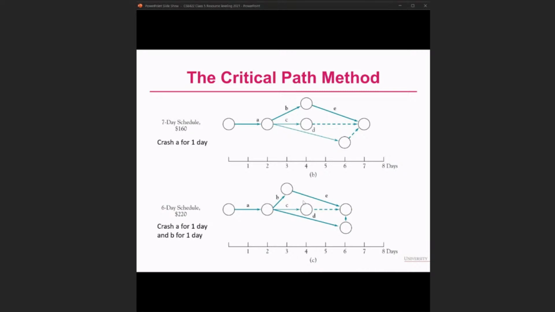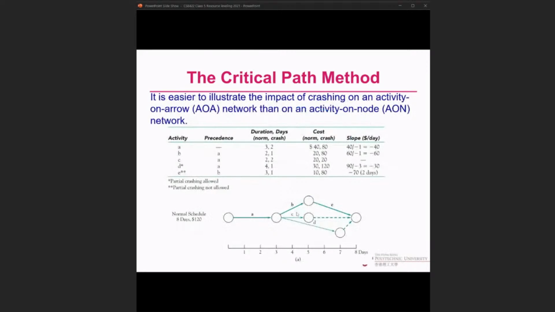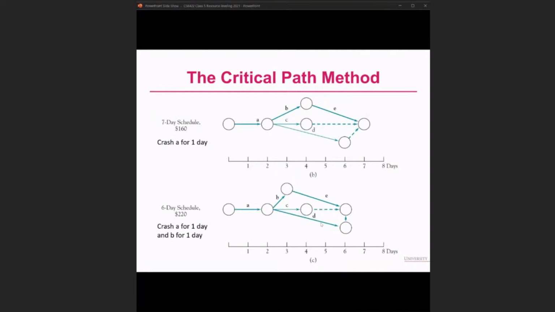But if you want to try it out by yourself, there is actually another equal answer for this 6-day schedule, where we don't crash A and B, we directly crash activity E, and also crash activity D. You will get the same answer.